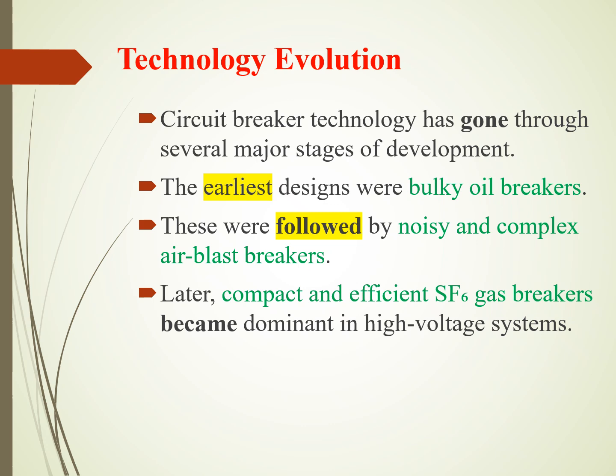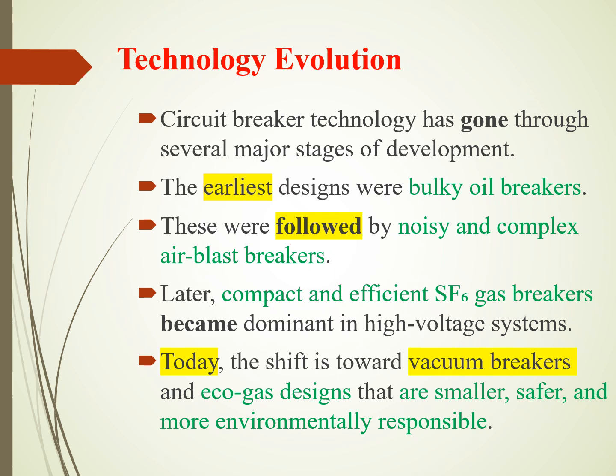About the technology evolution, circuit breaker technology has gone through several major stages of development. The earliest designs were bulky oil breakers. These were followed by noisy and complex air blast breakers. Later on, the compact and efficient SF₆ gas breakers became dominant in high voltage systems. But today the shift is toward vacuum breakers and eco-gas designs that are smaller, safer, and more environmentally responsible.